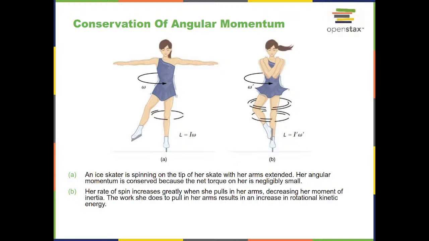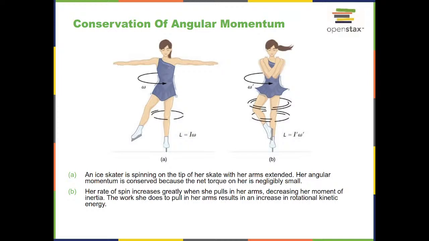And that angular momentum before and after this action of pulling in the extended arms, those angular momenta will have to be equal to each other. Why is that? Because the net external torque is 0. There's no external torque applied to the ice skater when she pulls in her arms, right? There may be some internal things happening. Clearly, there is a change.